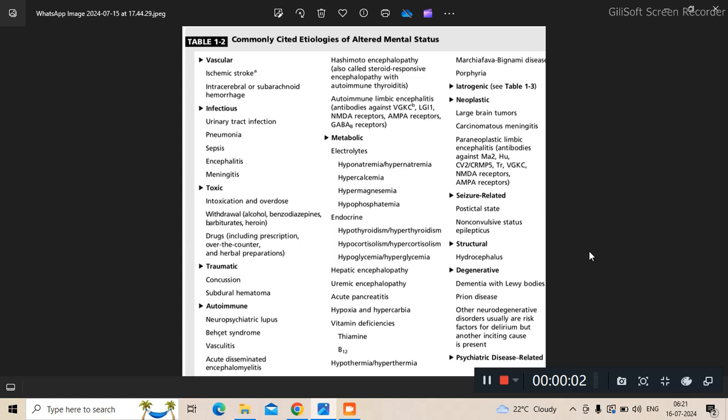Good morning. In the wards, we usually get patients with altered mental state or altered sensorium. So, what are the various etiologies we should rule out in these types of patients? This is a table we will discuss today.